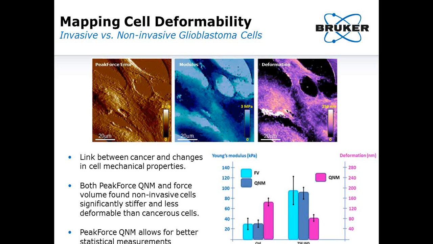The deformation image can essentially be thought of as the inverse of the modulus image. The less deformable or darker color an area, the stiffer it is, and vice versa.